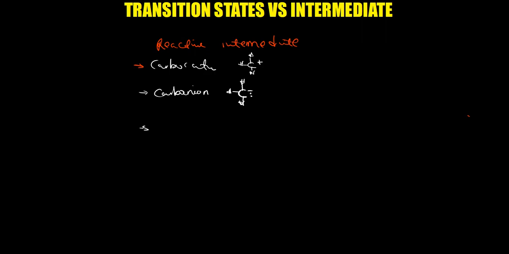So we can define a carbocation as a species in which carbon bears a positive charge. A carbanion is a species in which carbon bears a negative charge. Then we have the radical. A radical is a species in which carbon has an unpaired electron, formed by homolytic cleavage. Let me put some hydrogen there. This is what we call a radical.